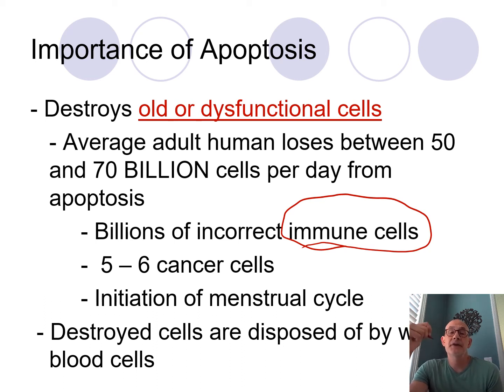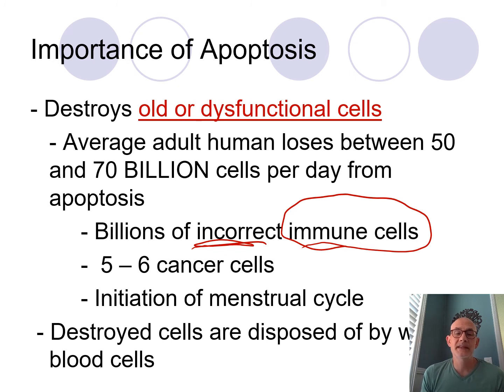So the self-tolerance test, if a white blood cell fails that, it needs to be destroyed. And that's what we mean by an incorrect immune cell. That is a cell that would look at your liver and go, oh, that's bad, let's attack it and destroy it, which we don't want because we want our liver to be healthy.